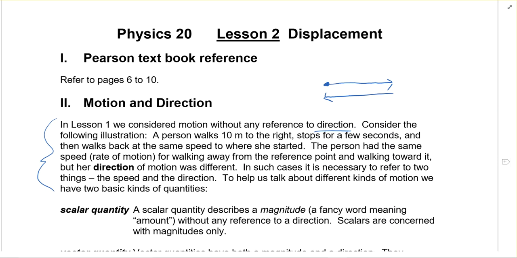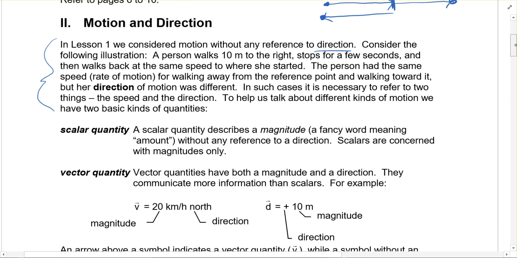Because in one situation, if I walked to the right and ended up here, and then walked again over there, I have two completely different situations. One where I ended up here, and one where I ended up back where I started. So we need to include direction, and that's where the word displacement comes from. We'll see that that's just a distance with a direction. But we'll go on to that.